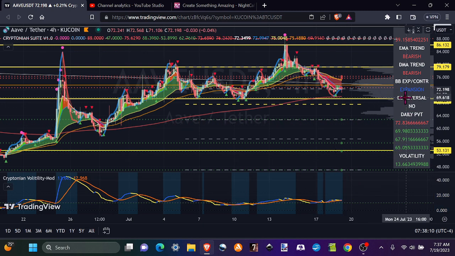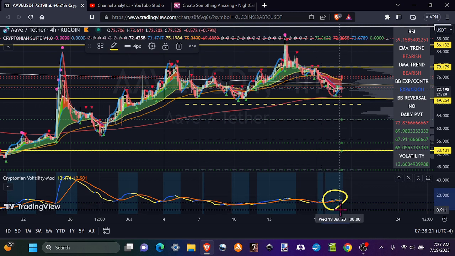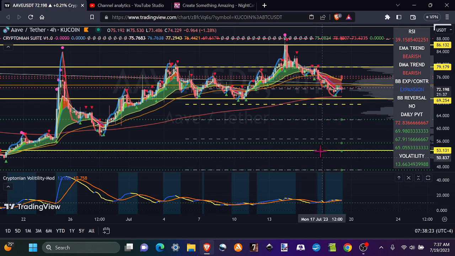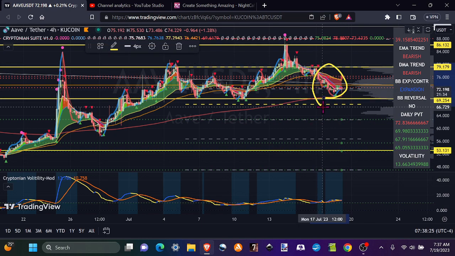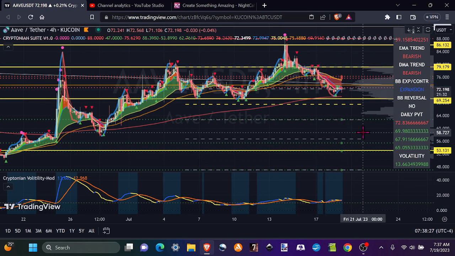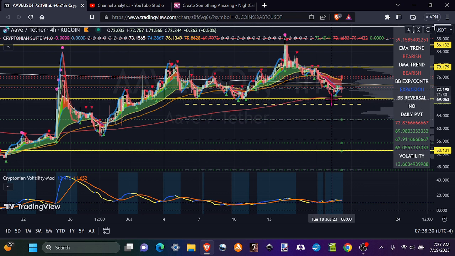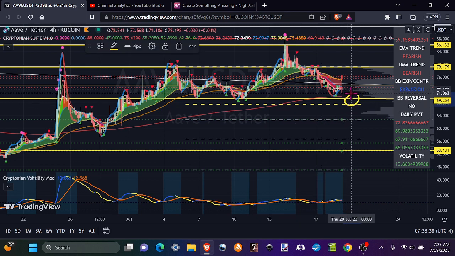It's a long morning. So here we have the expansion here on the Cryptonian volatility mod, but this expansion is to weakness, right? And that's understandable because we're in this red cloud. Now, that being said, the line in the sand here for support is that 69.06, or excuse me, 69.25 yellow line here that price is holding above right now.